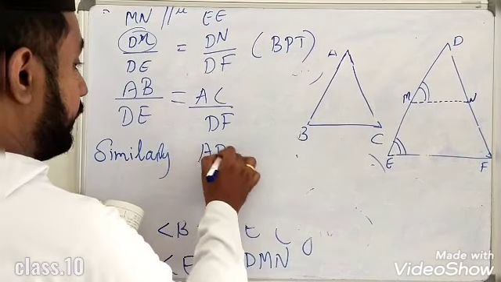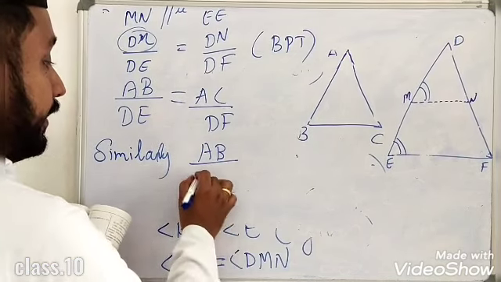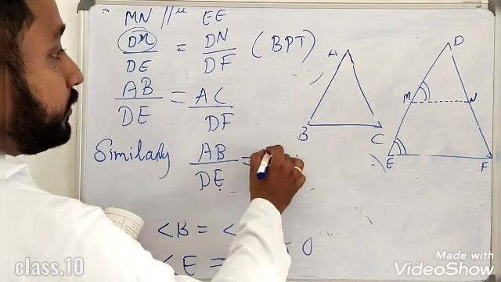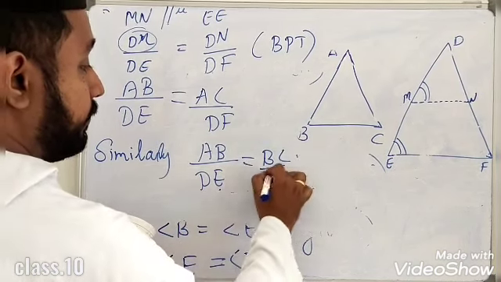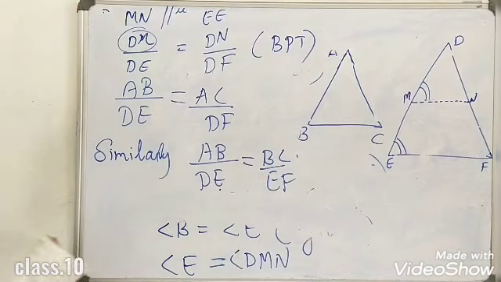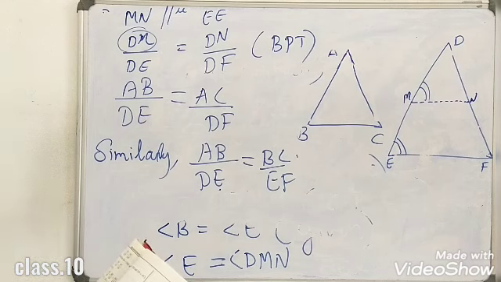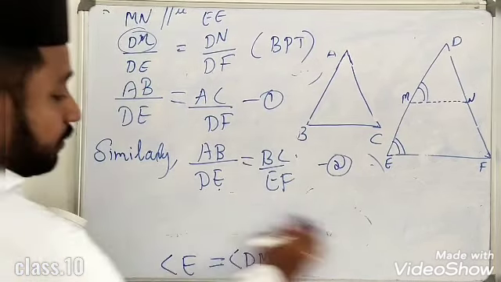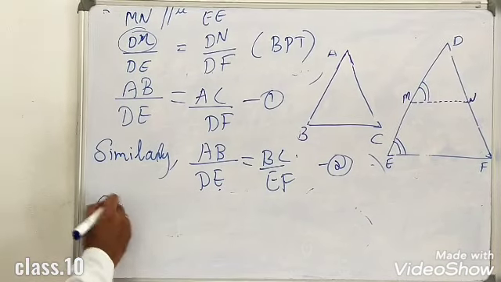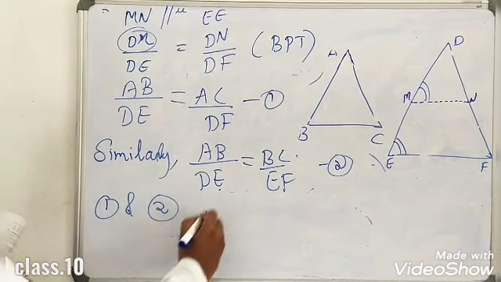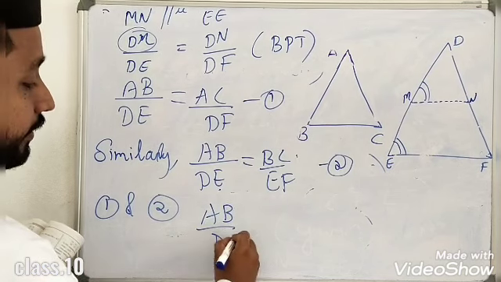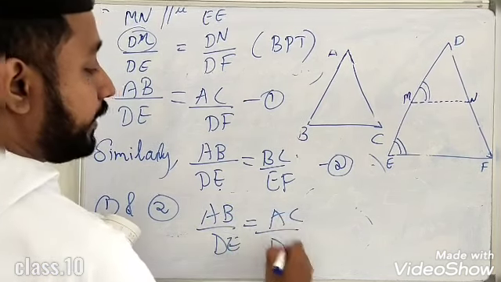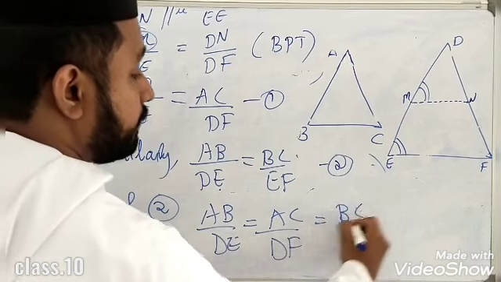The third side, similarly, we can say that AB by DE is equal to BC by EF. So this is 1, this is 2. From 1 and 2 we can say that AB by DE is equal to AC by DF, which is equal to BC by EF.